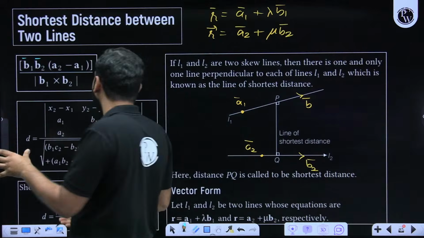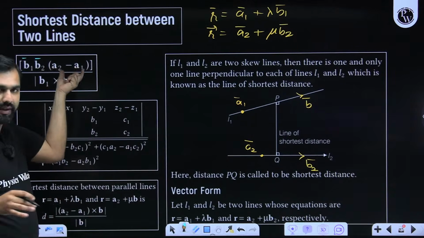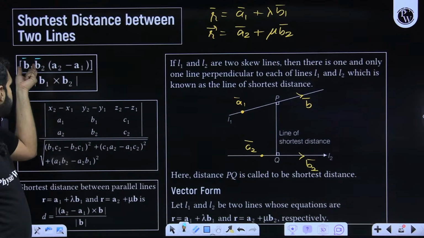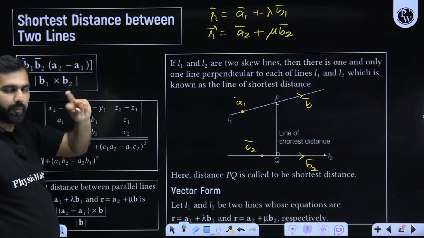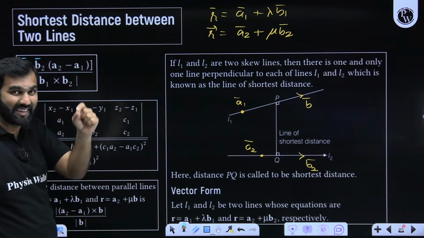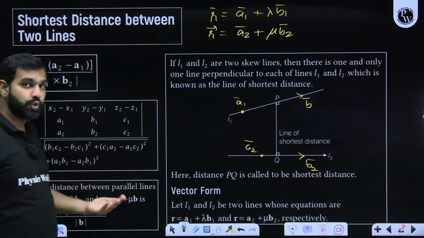So the shortest distance is always given by the box of A2 minus A1, B1, B2, or better, A2 minus A1 dot B1 cross B2, because dot and cross can be swapped in a box, in the scalar triple product. That's what I'm suggesting. Let's say I wish to use this formula in 3D.